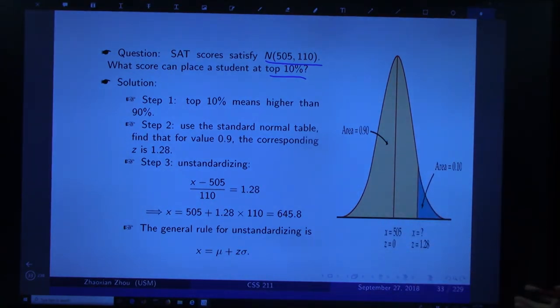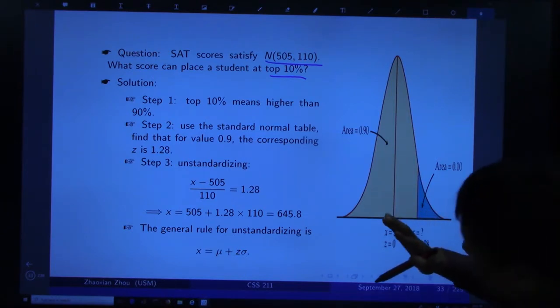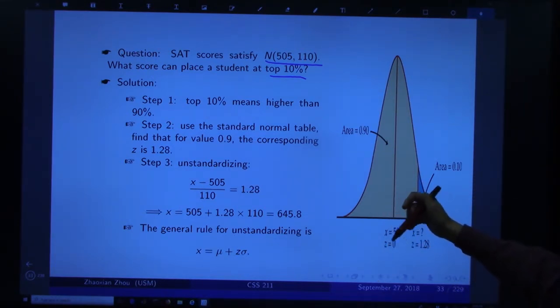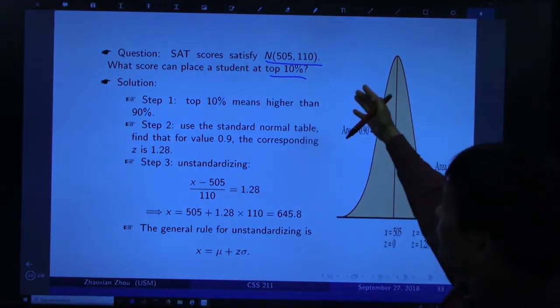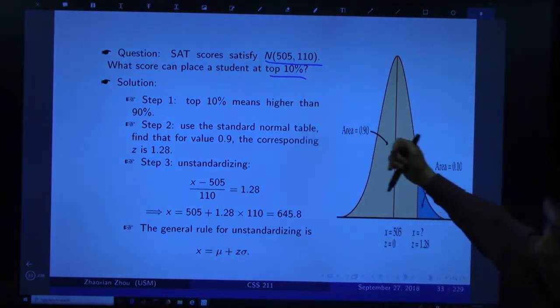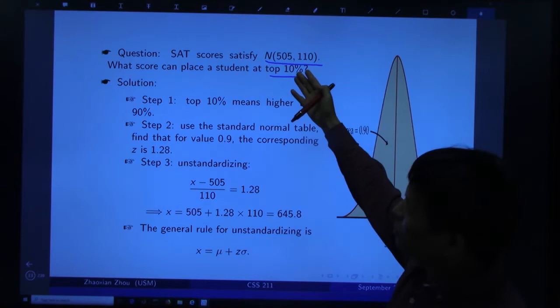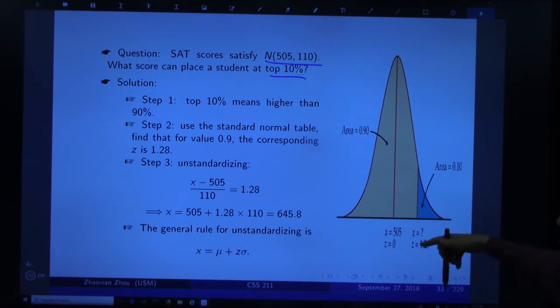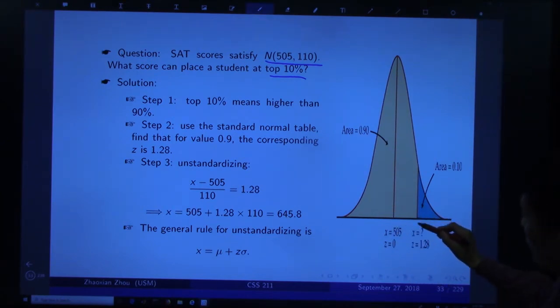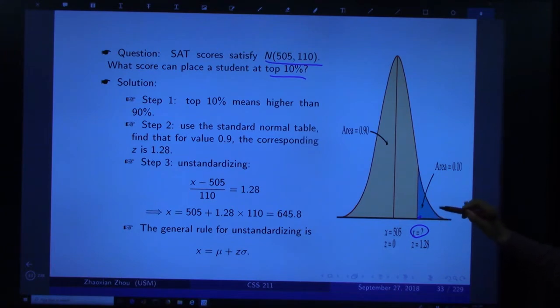So this is an inverse normal problem. The normal problem is if you get a score of something, then what is your proportion or position, top 10 or top 5? Here you want to be in the top 10, so what score should you get? Still normal distribution, and this part is your score. We want to know what x you should get, and to be in the top 10% means this area, this proportion, equals 10%.